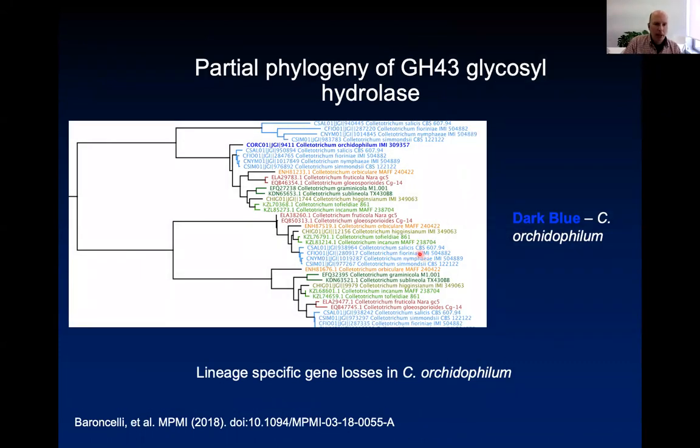So here's another partial phylogeny. It was too big to show the whole thing, but here's the orchidophyllum genome, this Colletotrichum orchidophyllum in this clade. But essentially what we could conclude from the phylogenetic analyses that we've done, including Colletotrichum orchidophyllum, is the same thing that we saw in Acutatum. We find lineage-specific gene losses in orchidophyllum. So that's consistent with what we saw before in the Acutatum and Gliosporides species complexes.